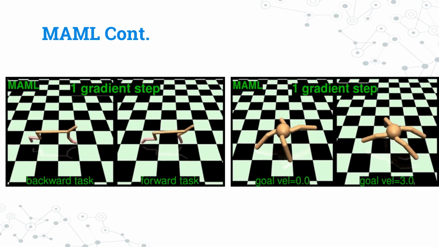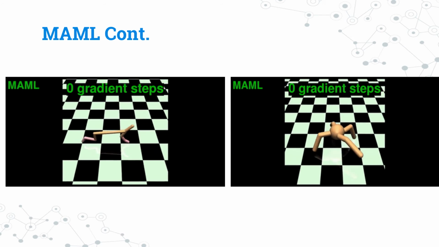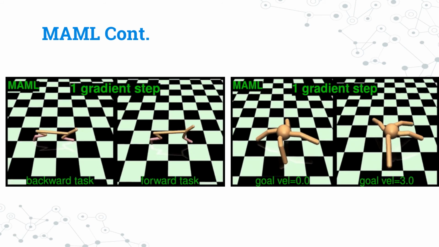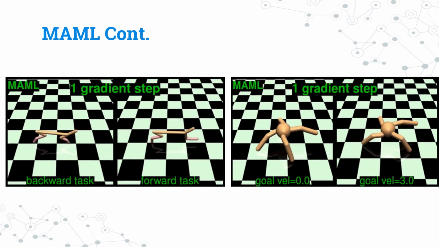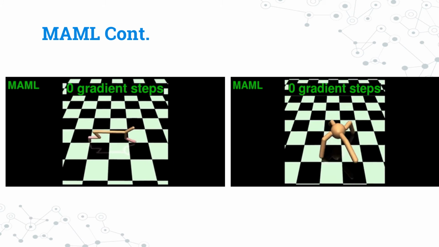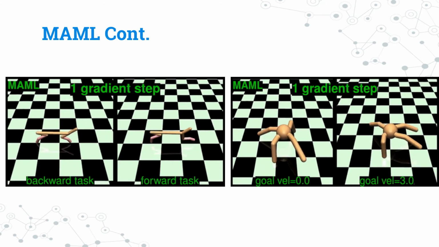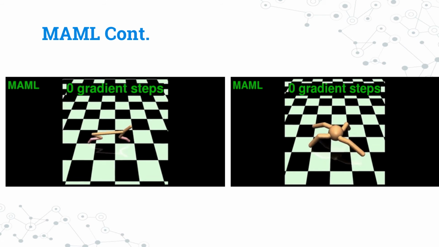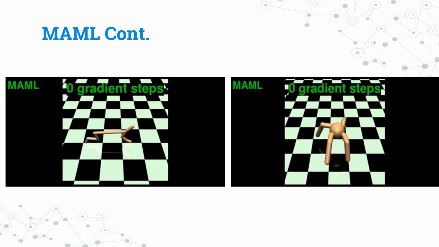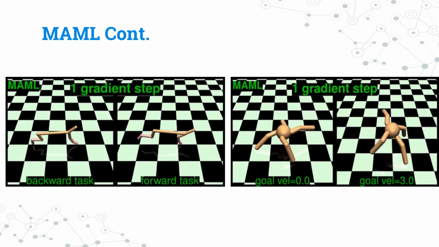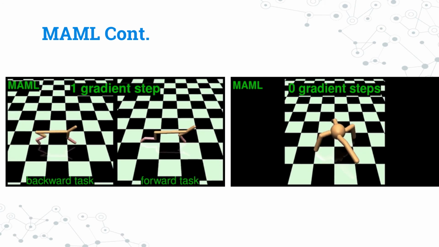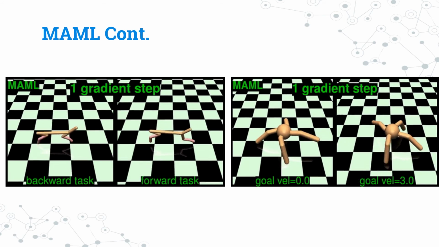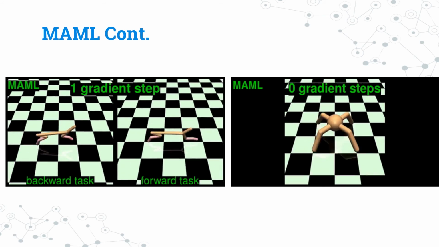And on the left side, you can see another example of this with a different environment, a stick creature. I don't know what that is, but it's trying to walk. On the left, it's trying to move backwards as the task. On the right, it's trying to move forwards. The zero gradient step is doing neither, just keeping its balance. So it's learned to keep its balance, and then with one gradient step, it can learn to go forwards or backwards. So that's the idea behind MAML.